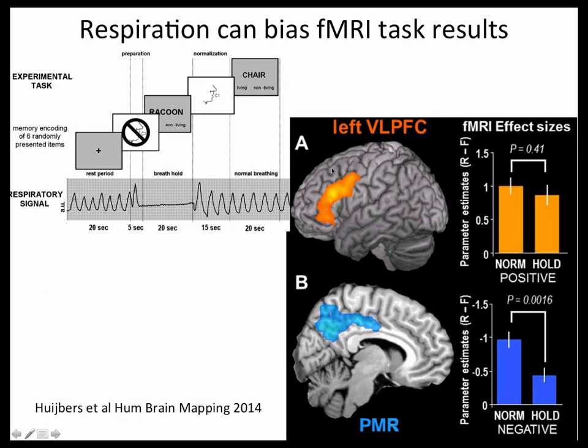So this is what I was sort of hinting at before with respiration. Here's a study that said this area of the brain we know is really well vascularized. And in this task, they did a memory retrieval task. And sometimes they told the subjects to hold their breath during the encoding part, and sometimes they told them just to breathe normally. And what you could see is in one area of the brain, that didn't really affect the result at all.